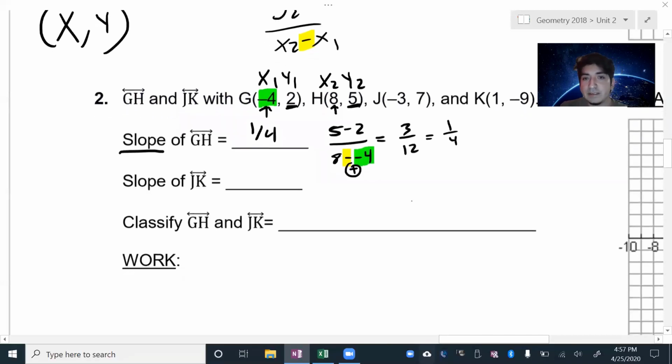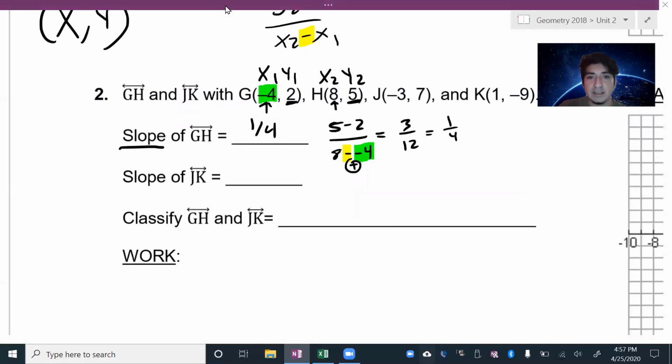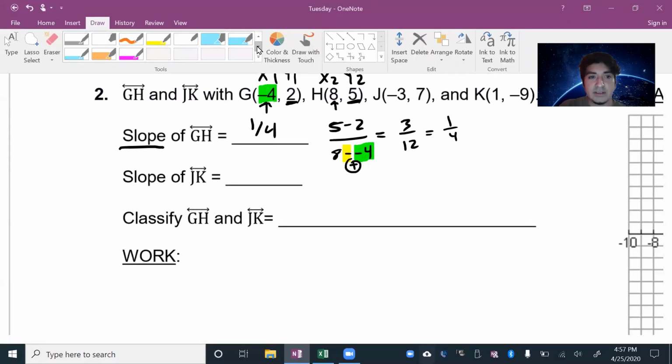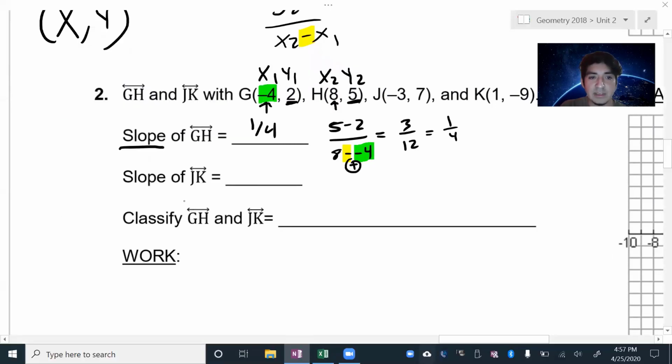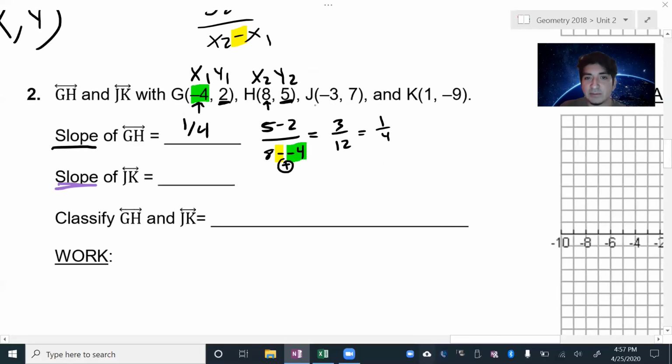Now, next part over. Let's use a different color. Let's go with purple. So slope of JK. I need to figure out JK, which is right here. So I'm going to label my points x1, y1, x2, and y2. Do my work down here. Now I'm going to use this -9 and this 7. So -9 minus 7 over 1 minus a -3.